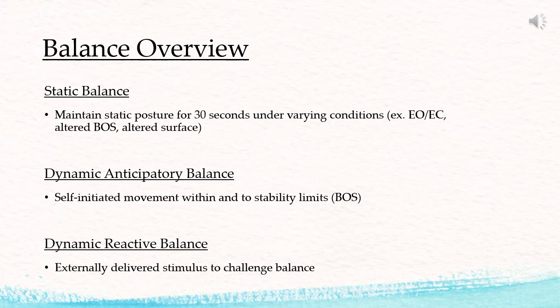So there are two types of dynamic balance assessments. One is dynamic anticipatory and one is dynamic reactive balance. In dynamic anticipatory, the patient has self-initiated movement, so they move themselves. They're moving their head or their trunk or their extremities. As opposed to in dynamic reactive balance, the patient is moving in response to an externally applied stimulus or perturbation from the therapist.